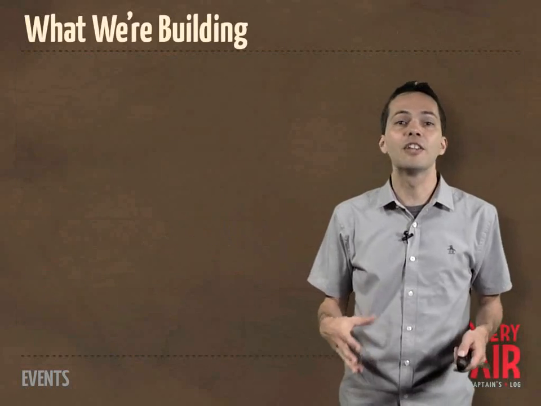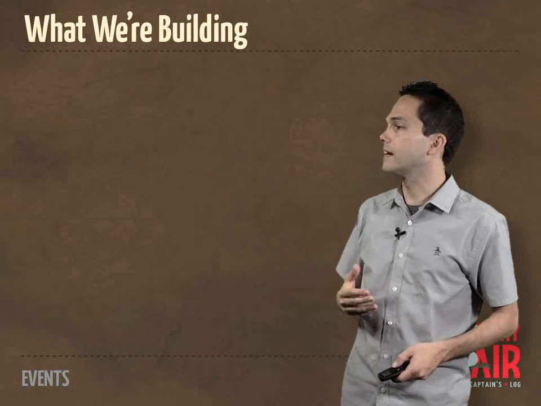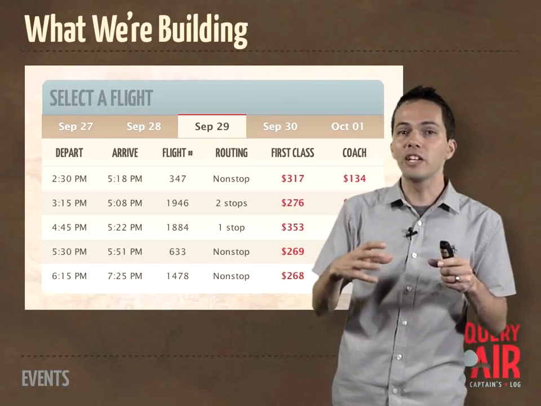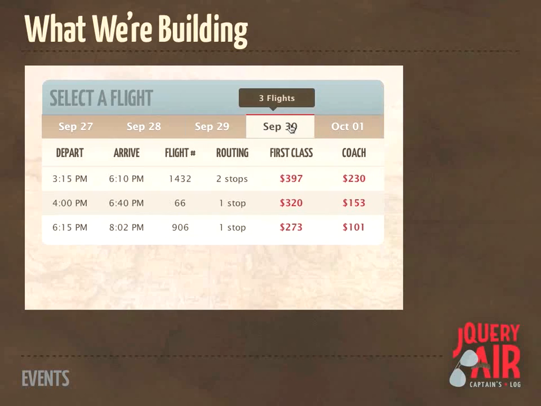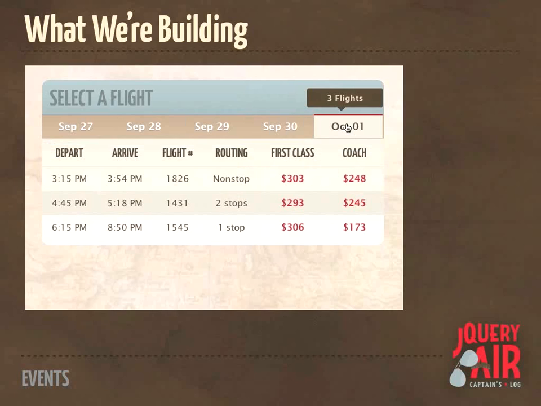What we're going to be building together in this level is something that looks like this. It's a little flight reservation page. So here you can hover over each of the tabs and it tells you how many flights are available on that day. And if I want to see the flights on that day, I can click on that tab and then we'll go and fetch the flights and show me what's available for that day along with prices.